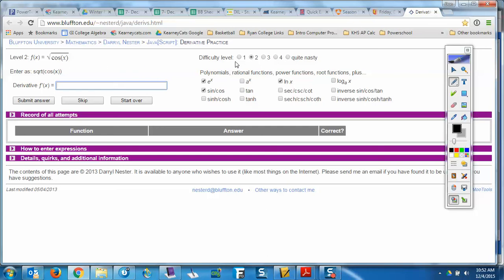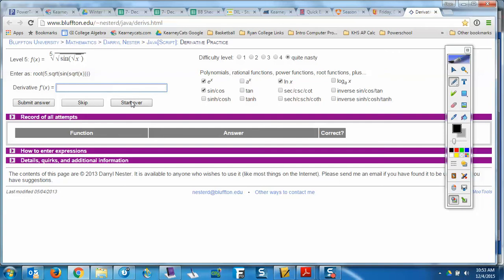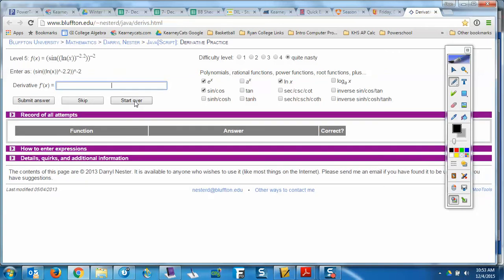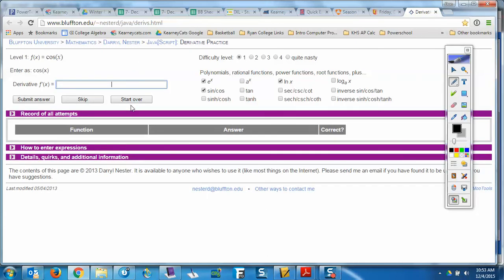So you've got functions here. You can set your difficulty level at 1, 2, 3, 4, or quite nasty. We're not going to have any nasty. I would not do those. I probably wouldn't go beyond about level 3, because all they do is put layers inside of layers inside of layers, and it's just probably not going to happen.